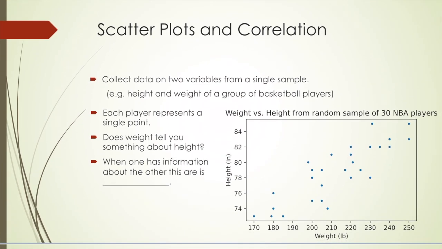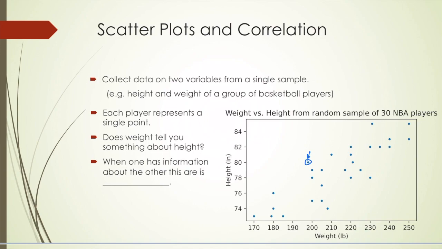Okay, here's an example. Suppose we've got 30 randomly selected NBA players, and we have their height and weight, and we plotted them on the same scatter plot. So for each player, we collect their height and weight, and then we plot their height and weight here. In this case, weight is on the x-axis, height is on the y-axis. So each player represents a single point. So for instance, this could be maybe LeBron James or Steve Nash or somebody. And we plot a bunch of them.